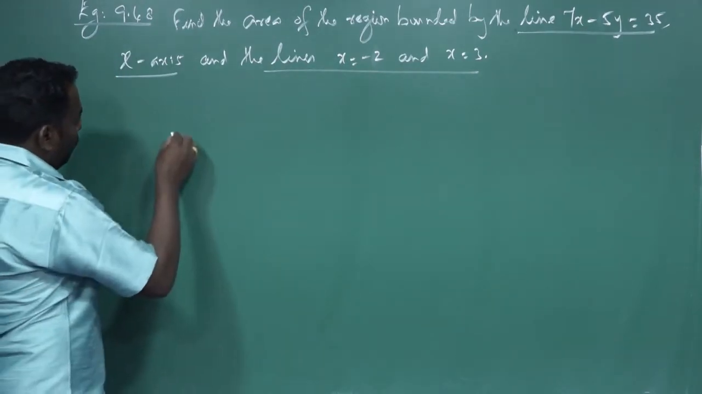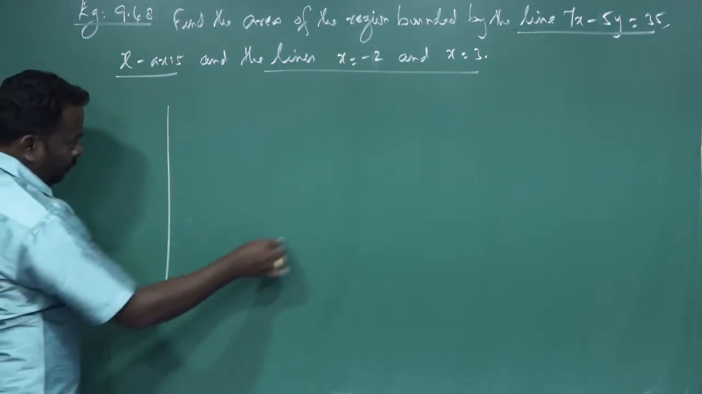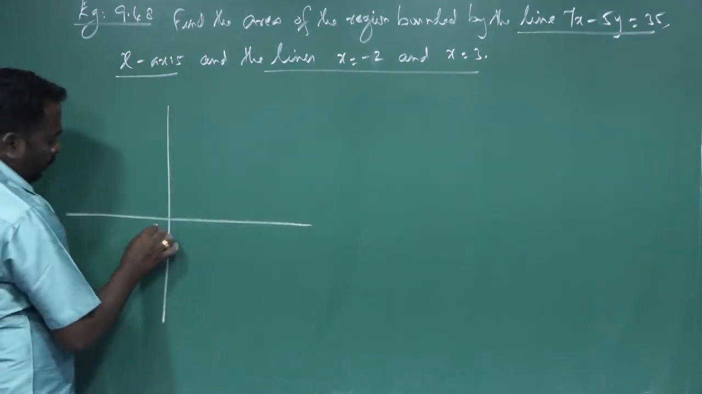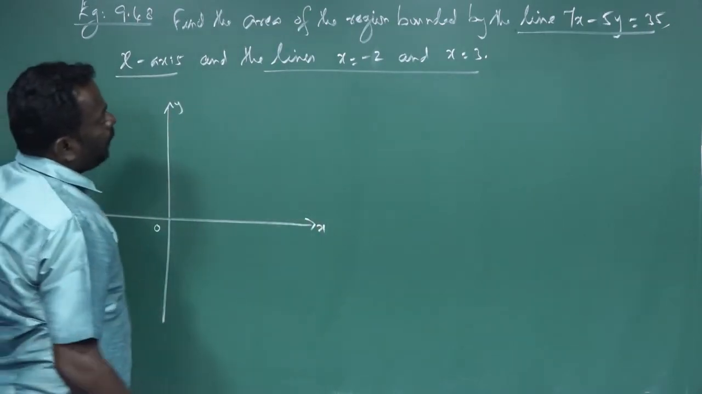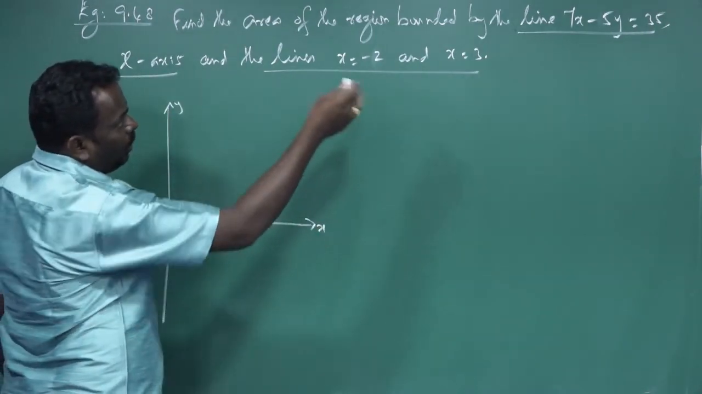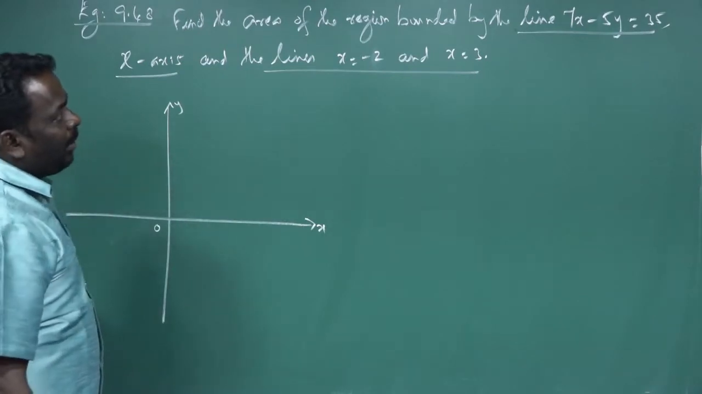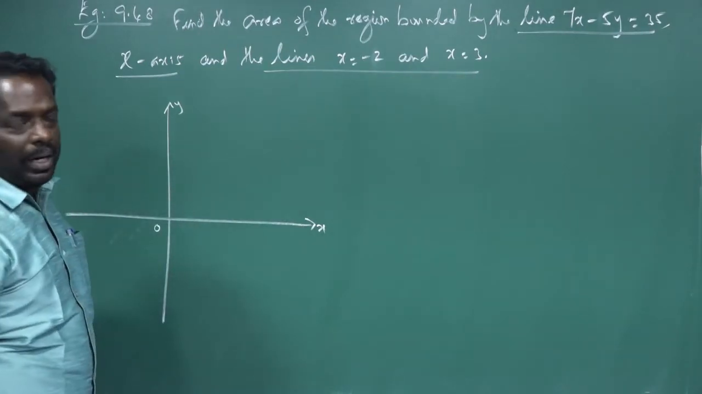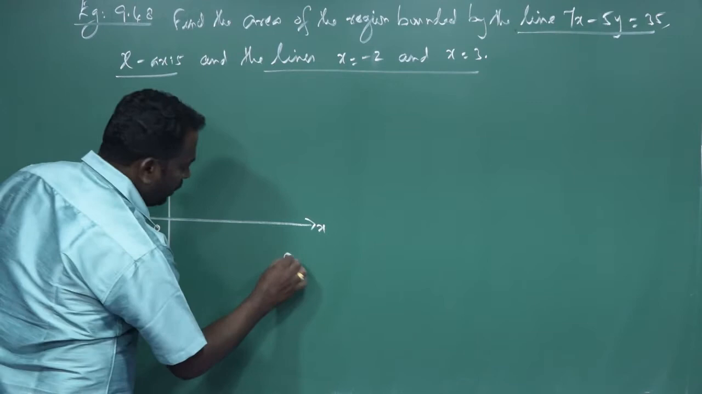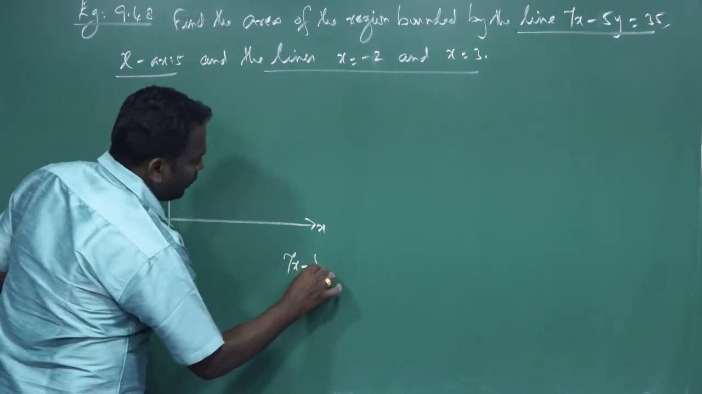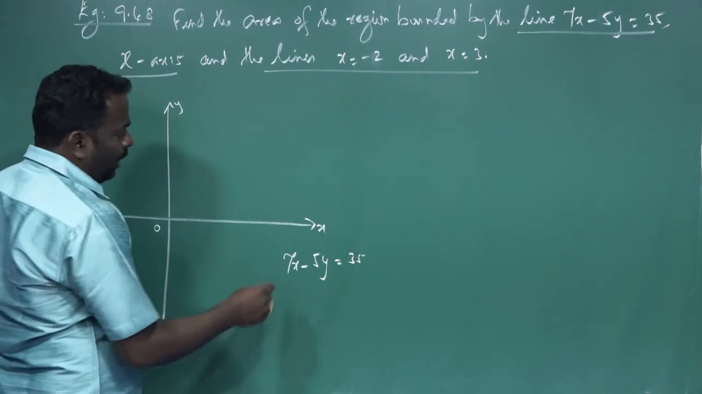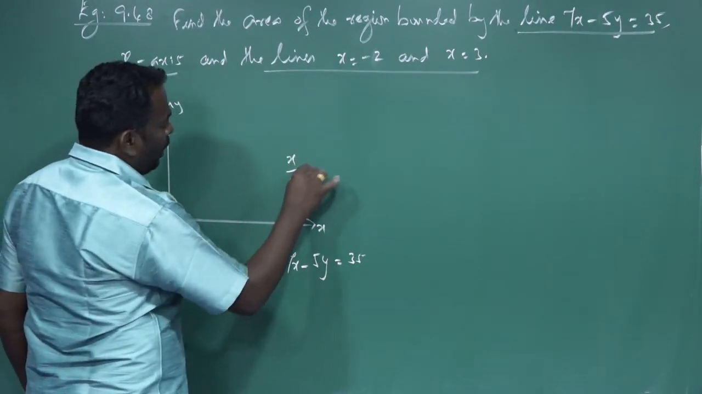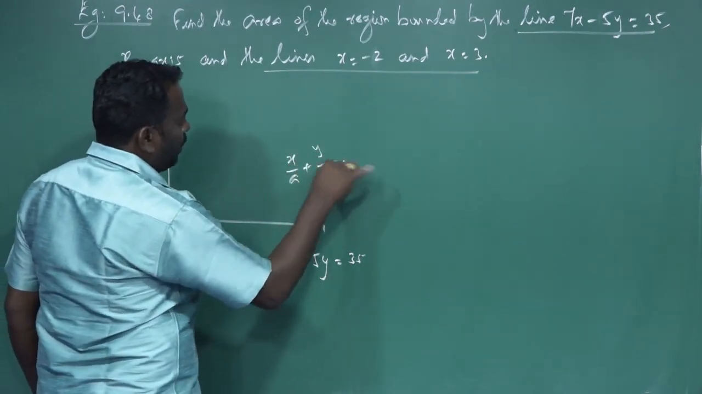So first, the origin, the x-axis, the y-axis. Now first, to find the x-intercept and y-intercept of the equation of the line, take 7x minus 5y equal to 35. Now we have to convert it to the form x by a plus y by b equal to 1.